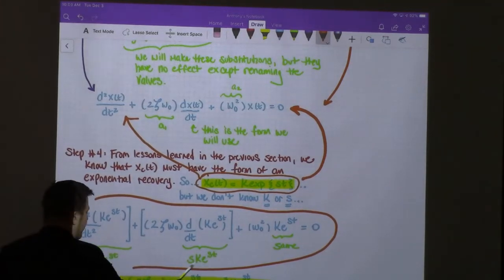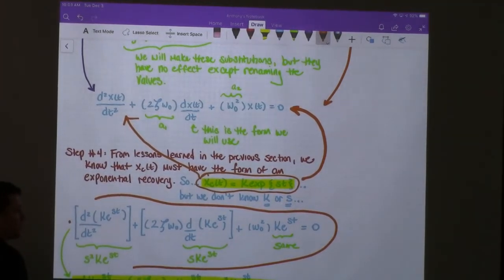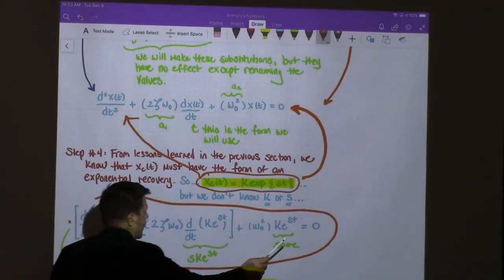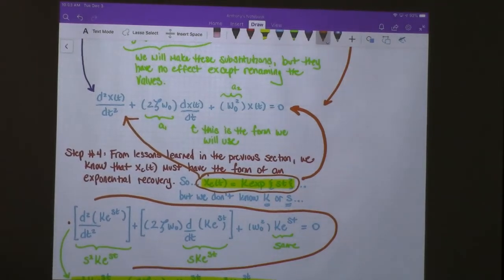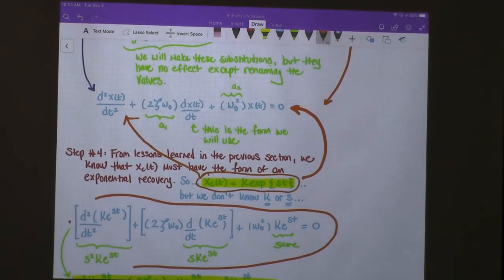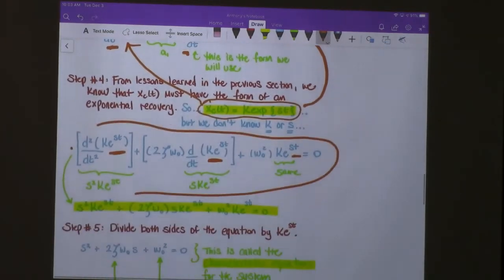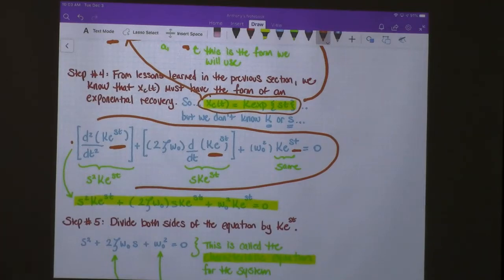So this is the first order derivative, and this leads us to the second order derivative. When we plug in for x, that's just the solution itself, k e to the st. So we plugged it in 3 spots. We plugged it in here, we plugged it in here, and we plugged it in here. Same thing as you would see here, here, and here, right? And after we take our derivatives, we end up with something that looks like this.